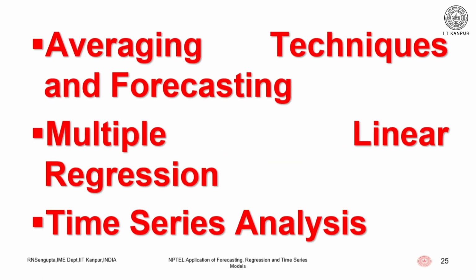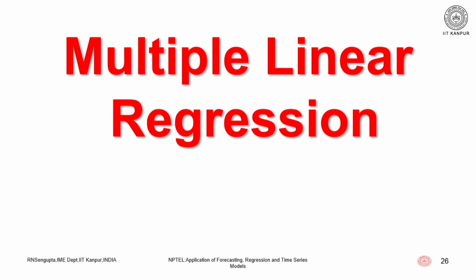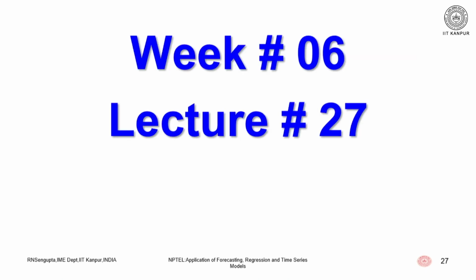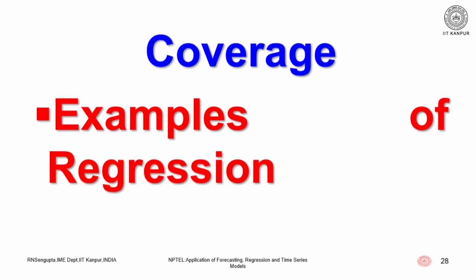So, this course covers three broad topics: forecasting, regression, and time series. As you can recollect, we are slowly going into depth about regression models, which we have been discussing for the last two classes. This is week 6, the 27th lecture, and we will be discussing examples of regression.